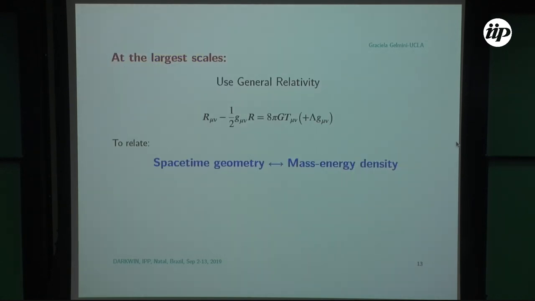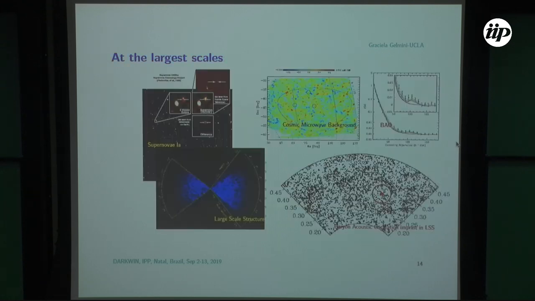Now, at the largest scale, one has to use general relativity or another variation. It has to be a fully covariant theory because it relates a space-time to the content of the universe. And then we use data: supernova type 1a, large scale structure, cosmic background radiation, and baryon acoustic oscillations. I will return to these two in a minute.